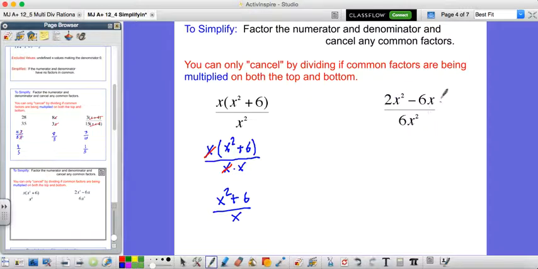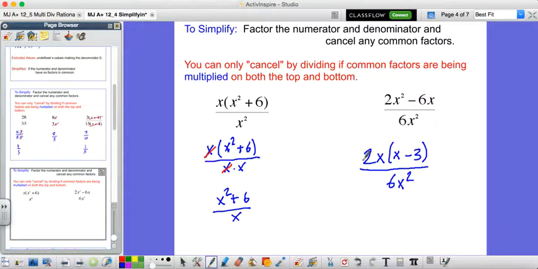So what can we factor out of the numerator? We have a 2 and a 6, so we could factor out a 2. We have an x squared and an x, so we can factor out an x. And we're left with just x minus 3. And then divided by 6x squared. Can't do anything else there.